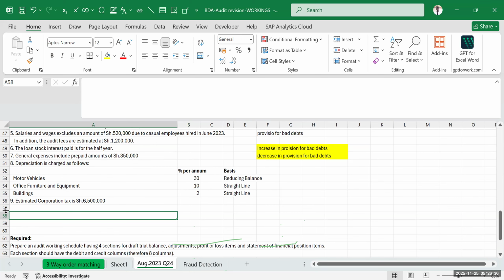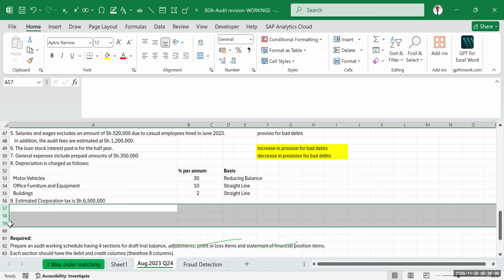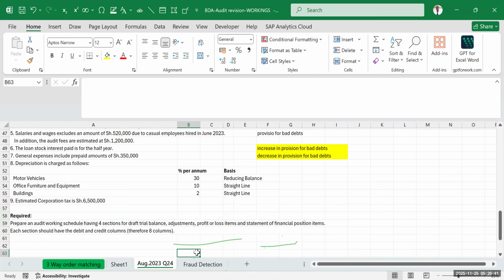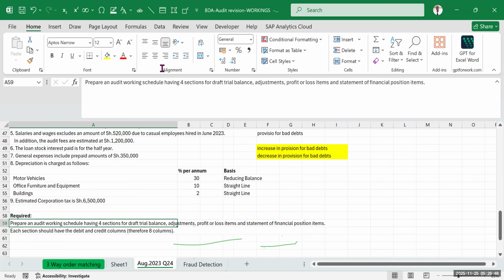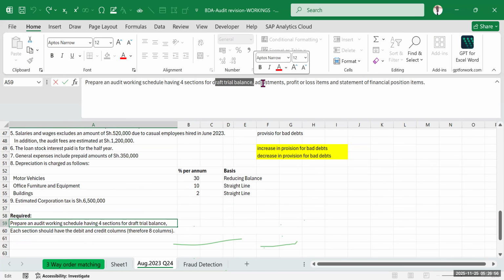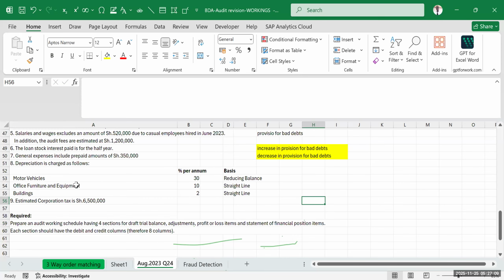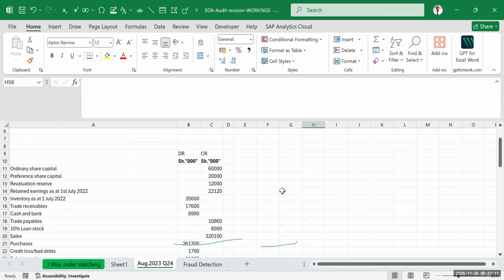What does the examiner want us to do? The examiner wants us to do a task here. They're saying, prepare an audit working schedule having how many sections? 4 sections. And they've even gone ahead to give you the breakdown of the sections. They want us to provide the draft trial balance. They want us to provide adjustments. They want us to provide profit or loss items, and then they also want us to provide statement of financial position elements for the items there. That's what they want us to provide.